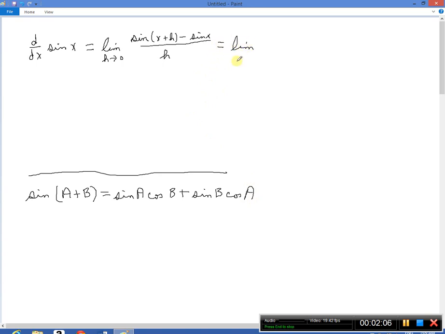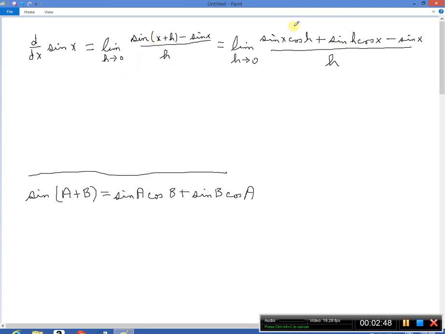So this is the limit as h goes to 0 of sine of the first cosine of the second plus the sine of the second cosine of the first, and then we still have a minus sine of x. And all that's going to be divided by h. Right? Just check that addition. Sine of a plus b is the sine of a, that's the sine of x, times the cosine of h, plus the sine of h times the cosine of x.